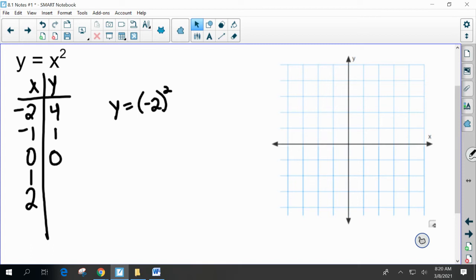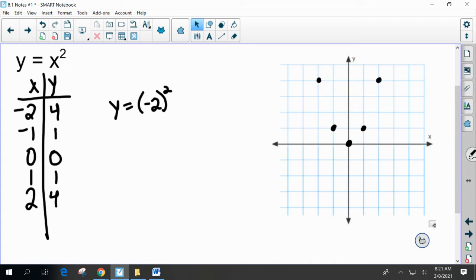One is positive 1, and then 2 squared is positive 4. Okay, so then we're going to graph these. So -2, 4, I have to go left 2, up 4, and put a point. -1, 1, I have to go left 1, up 1. 0, 0. And then +1, I go right 1, up 1. And then 2, 4, I have to go right 2, up 4.